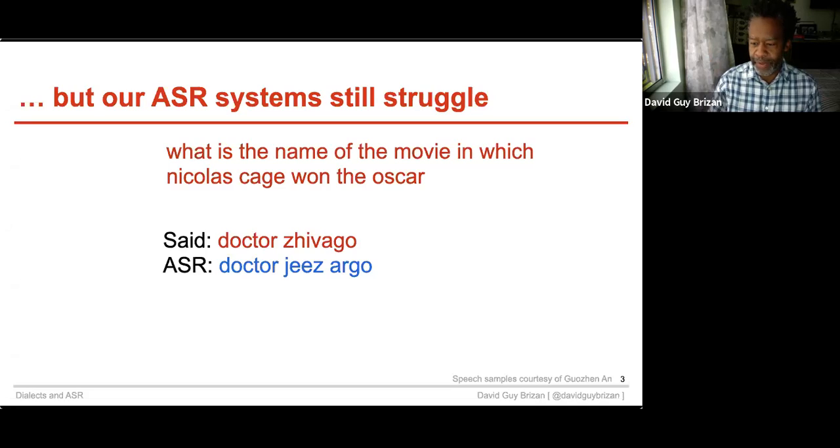And from the chat, I see Zhivago, the movie. Yes, he's talking about the movie Dr. Zhivago, a famous movie from the 60s. I don't know, before I was born. All right, one more. Tell me what you hear, and I'll tell you what the speech system heard.